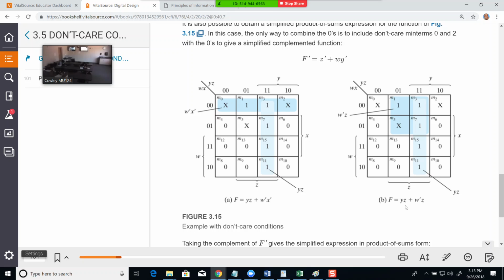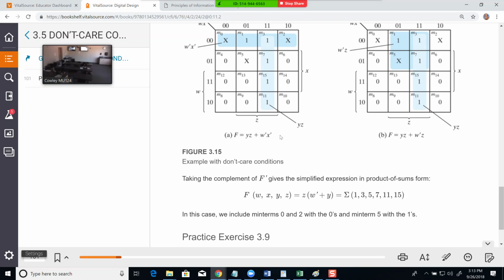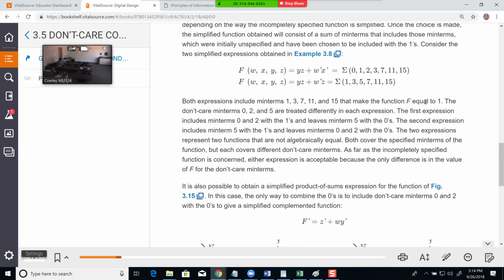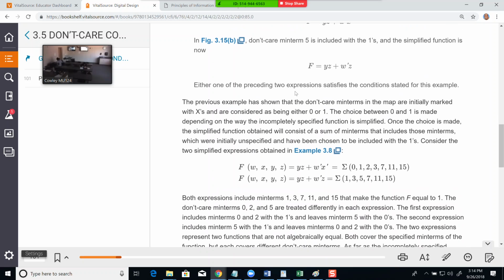And notice we get F is equal to YZ plus W prime Z. What do you notice about these two answers here? They both start with YZ, and they're different, right? So, again, that can be frustrating. It depends upon how you pair things up what your answers will come out to be. Don't care minterm 5 is included with the 1s. It says either one of the preceding two expressions satisfies the conditions stated for this example. So both of your answers are valid.